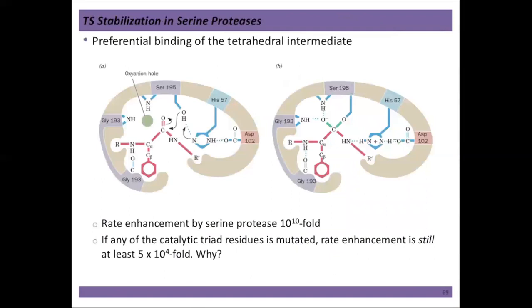So in serine proteases, we get preferential binding of the transition state, and we can enhance the rate of cleaving a peptide 10 to the 10-fold. So you're 10 billion times faster than just in water. Now, what's interesting is if we remove any of those catalytic triad residues, we can still get a rate enhancement. It's not nearly as high, but we can still get a rate enhancement. So I'm going to leave you with that as an interesting question.